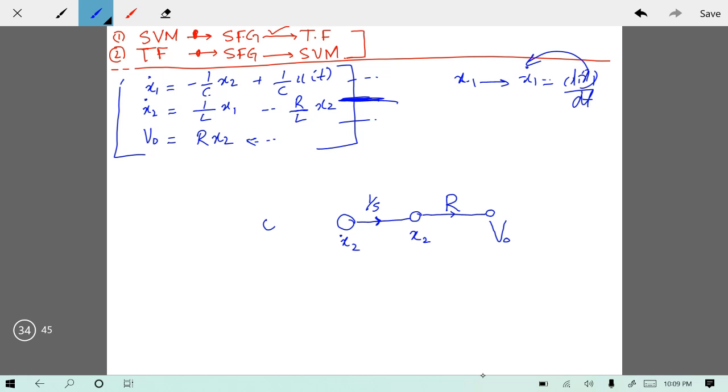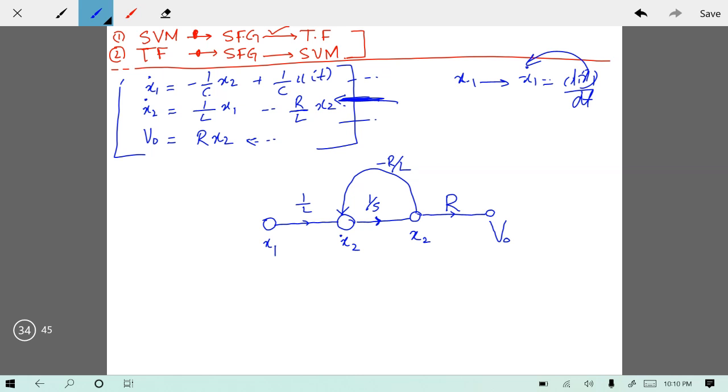That is, if I define another node and call it x1, then x2 dot is equal to 1 over L x1 minus R over L x2. This node, just try to visualize or write the node equation for this node. Node equation for this node is x2 dot is equal to 1 over L x1 plus minus R over L x2, which is actually this.